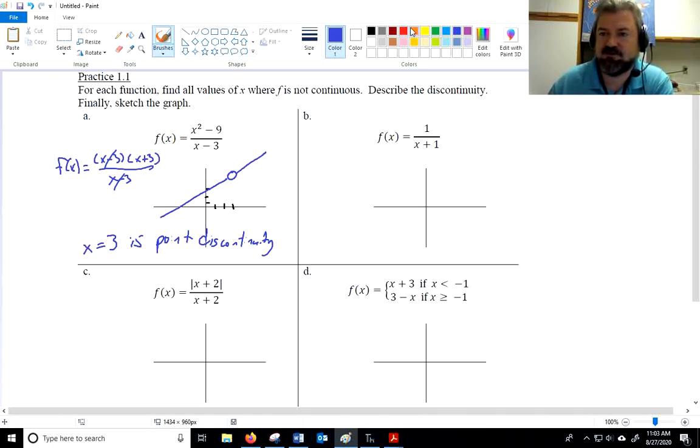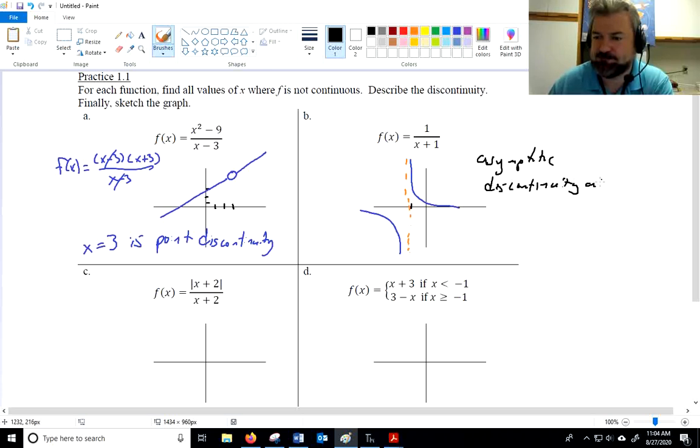All right. On the next one, this is the rational function that has been shifted 1 to the left. So let's do that. And it's going to be shaped like this and like this. So this graph has an asymptotic discontinuity at x equals -1.